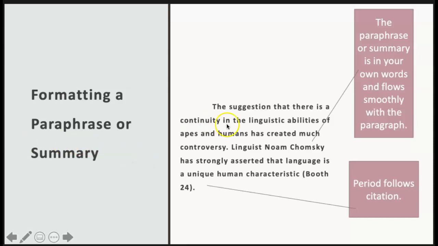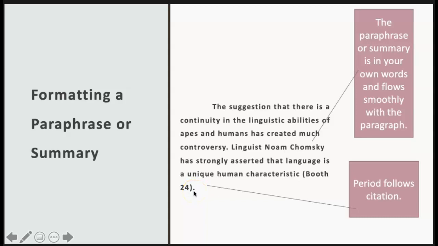All right, so let's take a look at this one because this is a unique situation as well for documenting. The suggestion that there is a continuity in the linguistic abilities of apes and humans has created much controversy. Linguist Noam Chomsky has strongly asserted that language is a human characteristic. Booth, 24. All right, so let's talk about this. Smoothly incorporated information, no period until after the parentheses of the parenthetical citation.